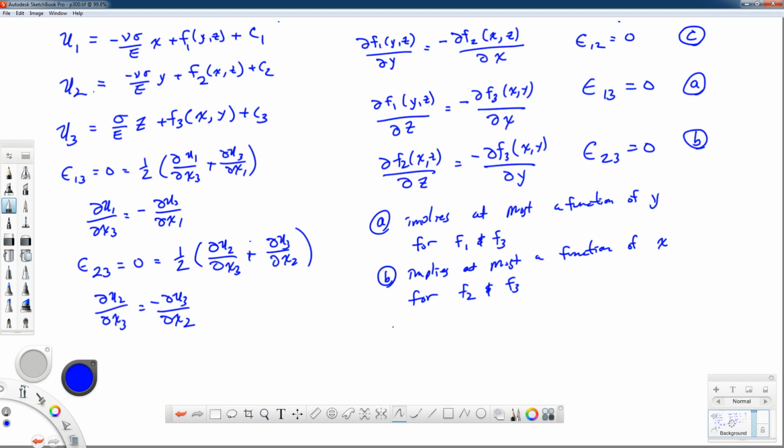Alright, now we take a look at equation C. That says the partial derivative of f1 with respect to y will be equal to minus the partial derivative of f2 with respect to x. Now, in the end, we're not going to be able to have anything other than a constant term in there, which is already taken care of in these constants over here.